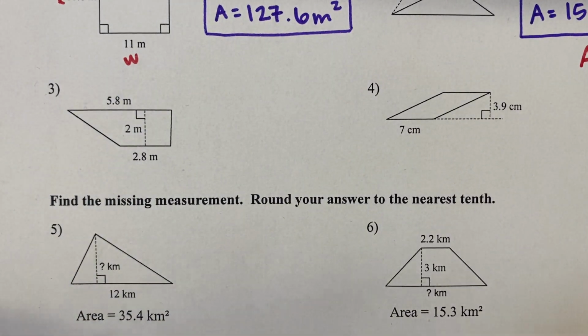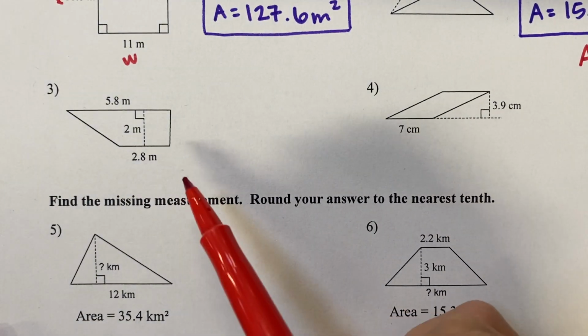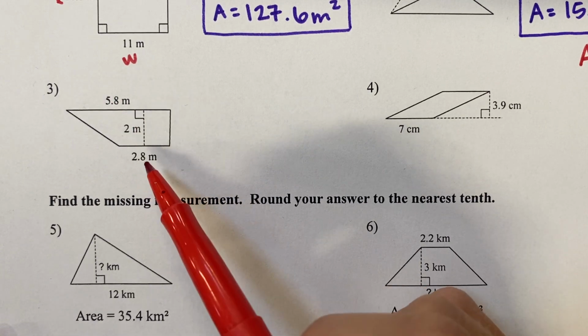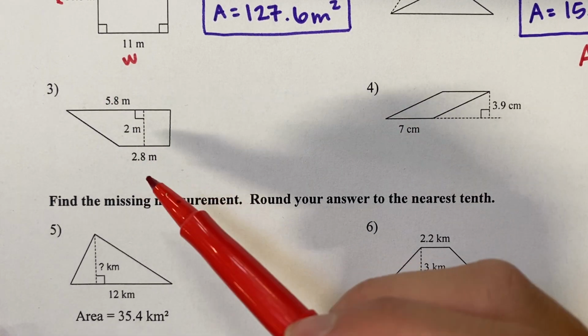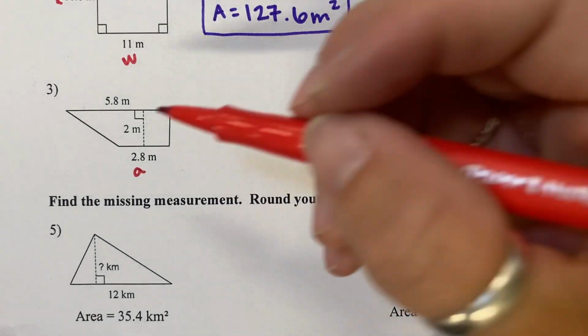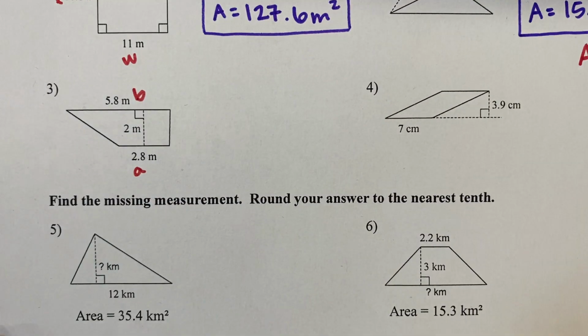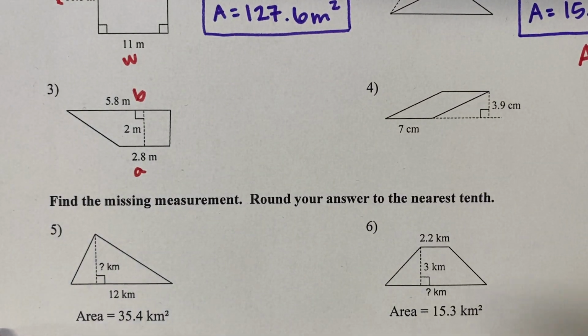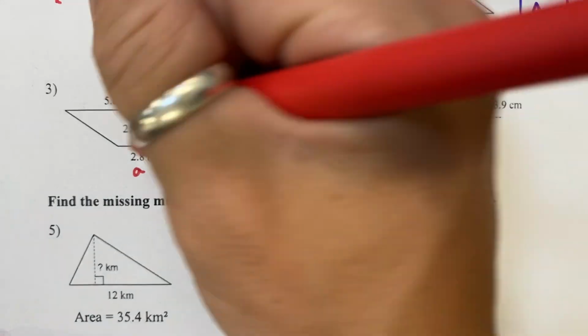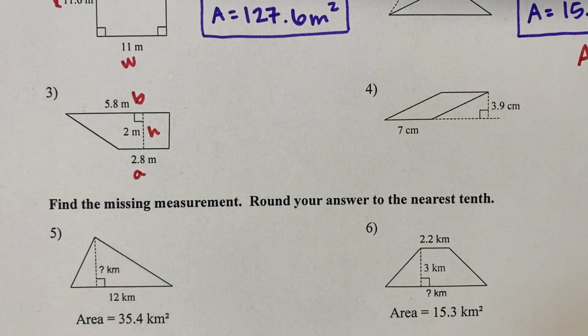Okay, now that we got that formula down, let's go ahead and plug it in on number 3. So first we need to identify our A and our B. So A and B are always sides that are across from each other. Okay, well, A is going to be my little side, so that tells me that 2.8 is my little side. Okay, and across from my A is my B, so we know that 5.8 is my B. And then height is easy. How tall is this trapezoid? 2 is our height.